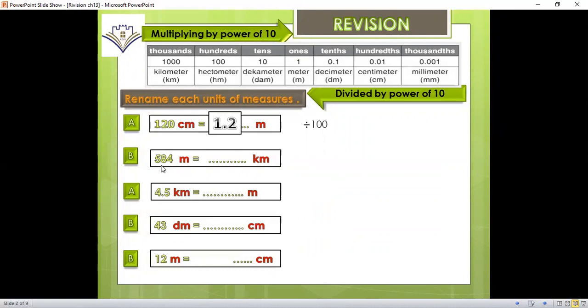The second, 584 meter equals dots kilometer. Look here. Here is meter. Where is kilometer? Now this way, from meter to kilometer divided by 10, divided by 100, divided by 1000. Yes, we move the decimal point 3 places to the left. Then 1, 2, 3. Then the point here is 0.584.